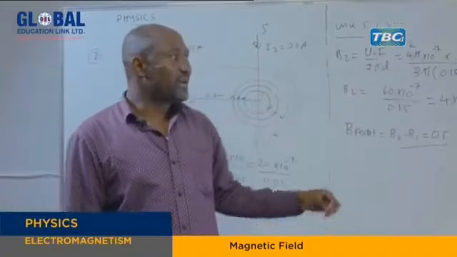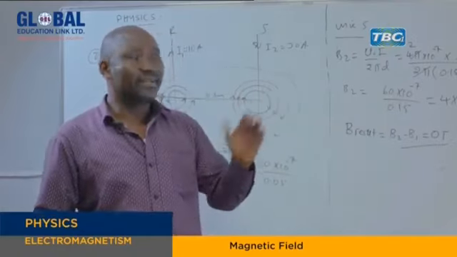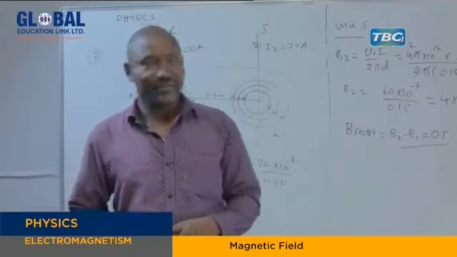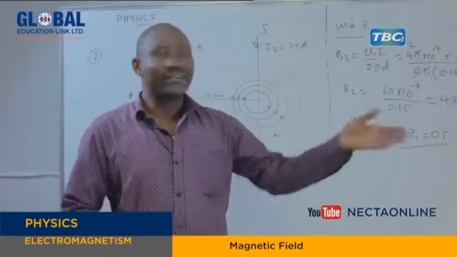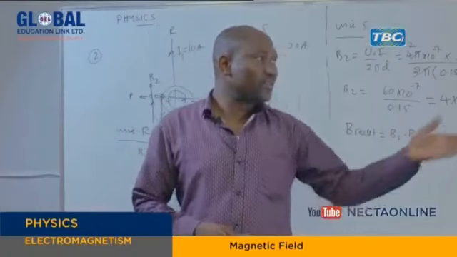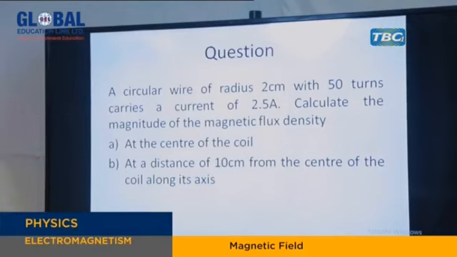We have seen how to solve that question number 2, where we had two wires R and S, and those are the answers. Now, let's check this question as an assignment for you. We have a circular wire of radius 2 centimeters with 50 turns, and it carries a current of 2.5 ampere. We are told to find the magnetic flux density of that coil at a distance of 10 centimeters from the center along its axis.